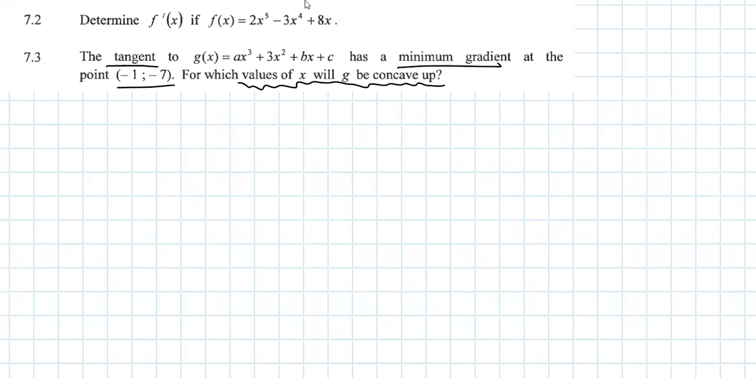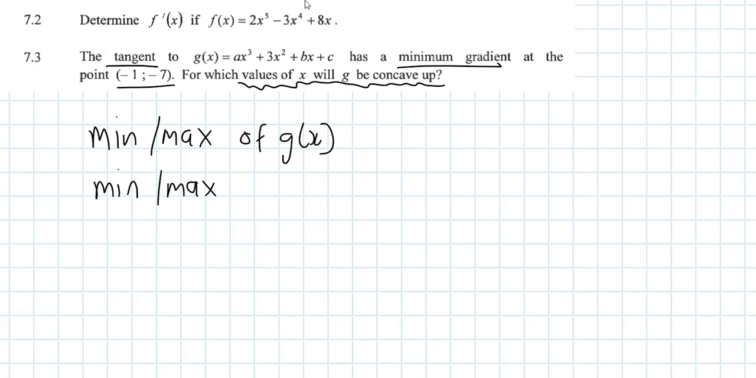So we're not looking for the minimum grade, the min and max. We're not looking for min max of g. We are looking for min max of actually the tangent, which is the g dash of x is going to be the tangent gradient. So what do we know? We look at this question here.